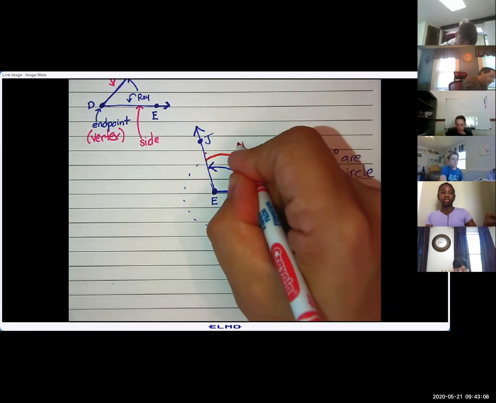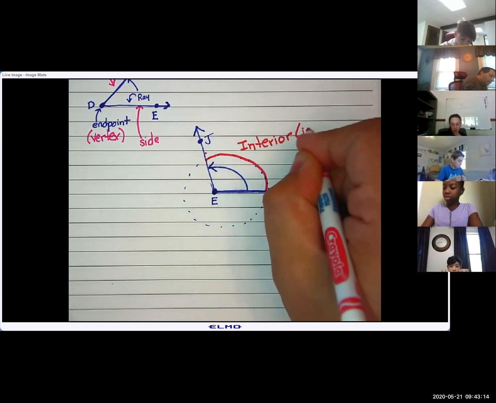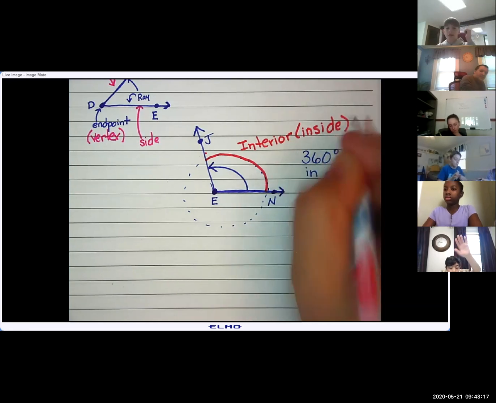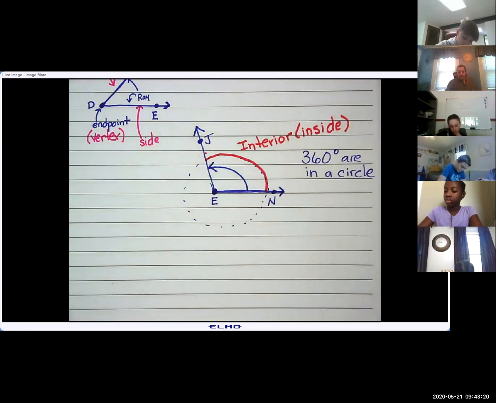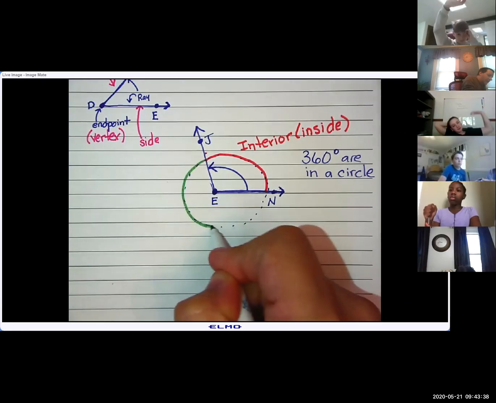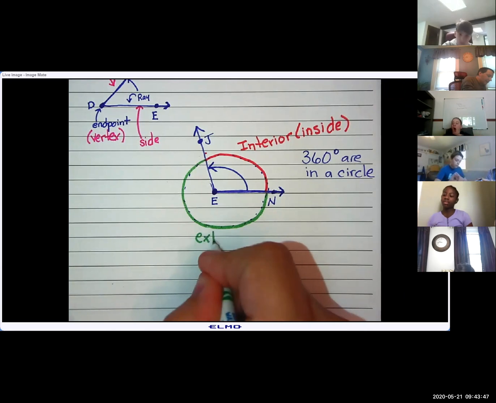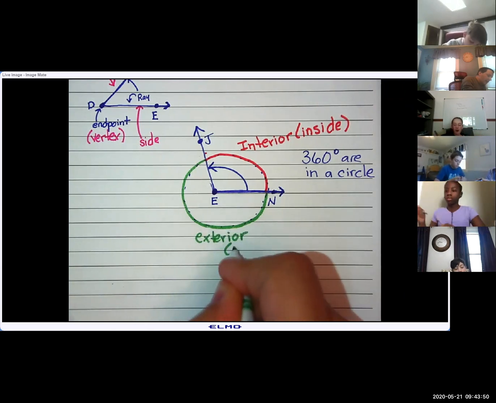This is known as the interior. What do you think interior means? Inside. It's the space inside the angle. Now let's be geniuses. If the space inside the angle is called the interior, would anyone like to make a guess what we would call the space outside the angle? Selma? Exterior? Very good. That is the exterior or outside.